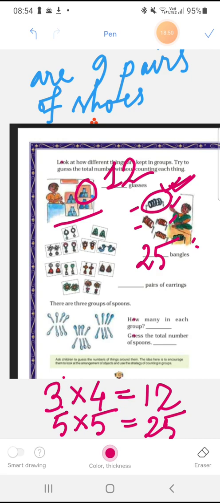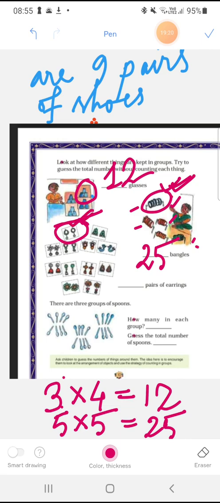Then here also in the same way, these are the groups of pairs of earrings. You know your mummies are wearing earrings, or your sisters, aunties are wearing earrings. That means the ladies are wearing earrings. In earrings, you know we cannot wear just one. We have 2 ears, so we need to wear 2 earrings. So in one pair how many are there? 2 are there.